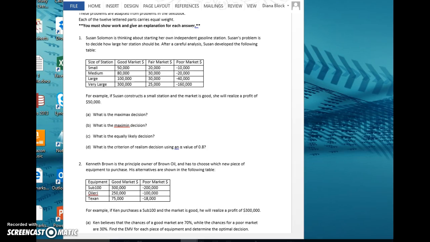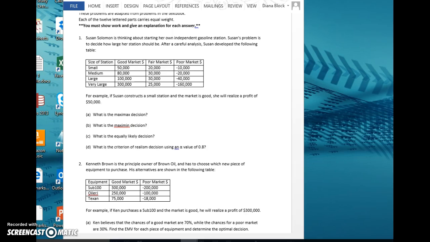So based on the information that you're given in the problem, if everything were to go as perfectly as possible and you would get the largest possible payoff, that is the decision that you would make if you were looking at your max and max decision.